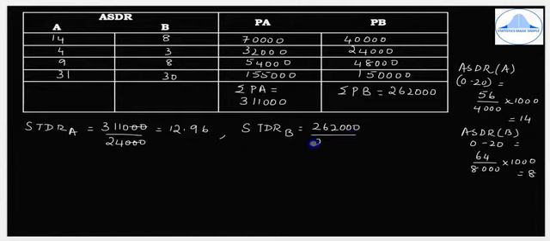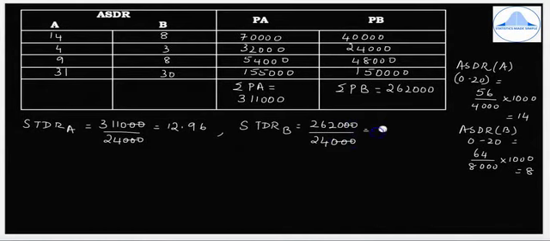Similarly, calculate STDR of B, which is 2,62,000 divided by 24,000. So you will get 10.92. I'm sorry. Now let us write the conclusion.